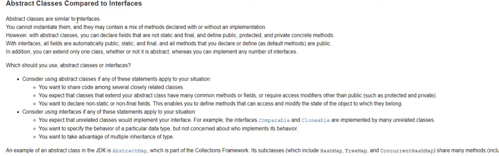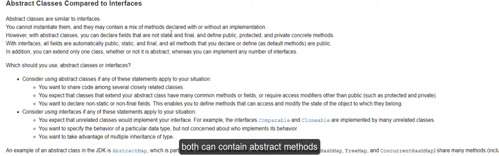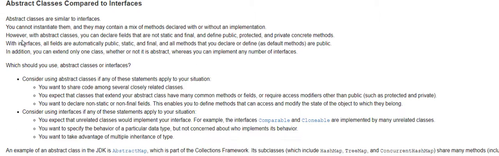An abstract class is very similar to an interface. You cannot instantiate them, and they may contain a mix of methods declared with or without an implementation. However, with abstract classes, you can declare fields. You can declare fields in an abstract class, okay? So when you declare fields, they can be non-static, non-final, and you can define public, protected, or private concrete methods.